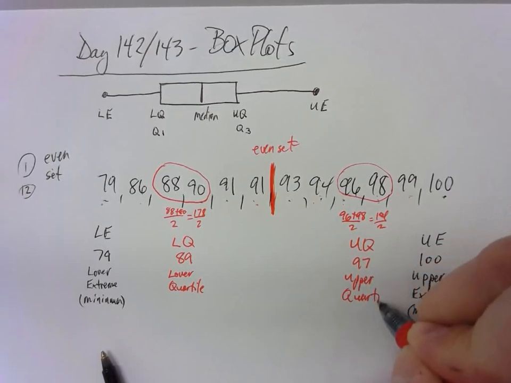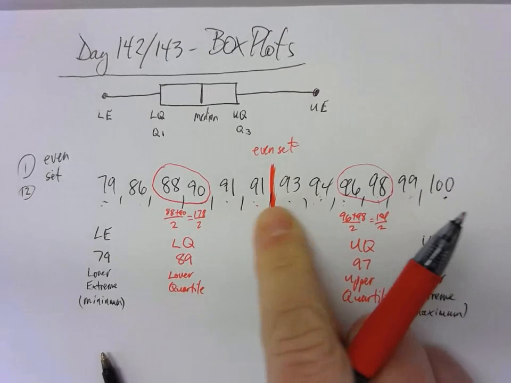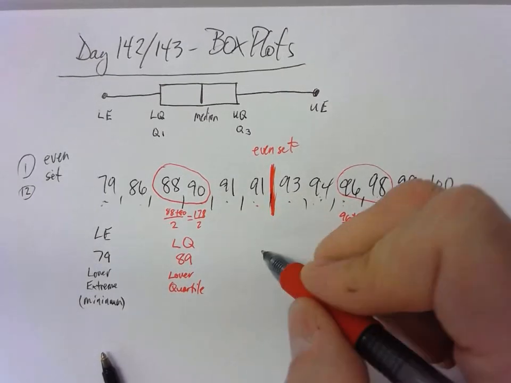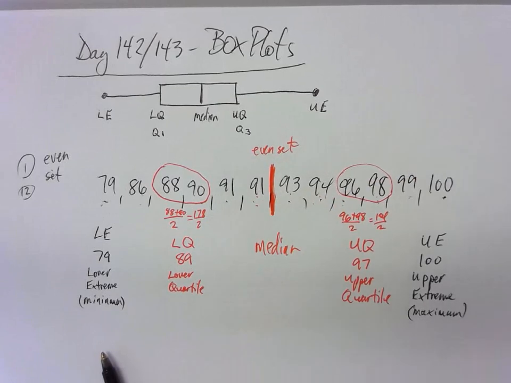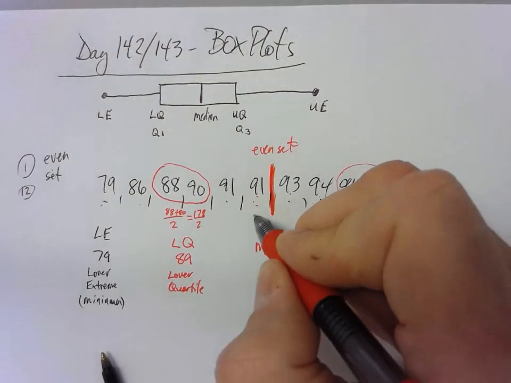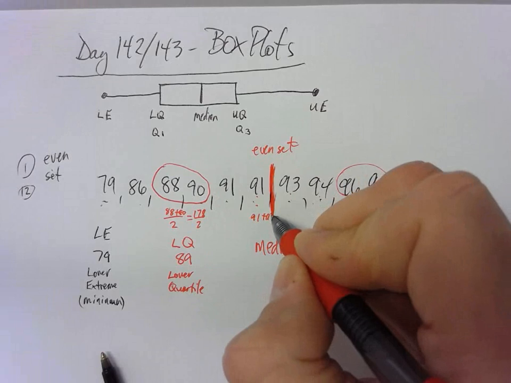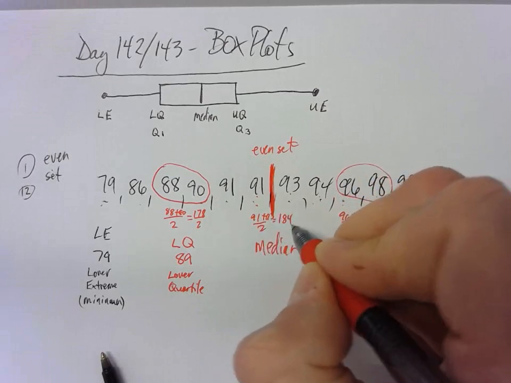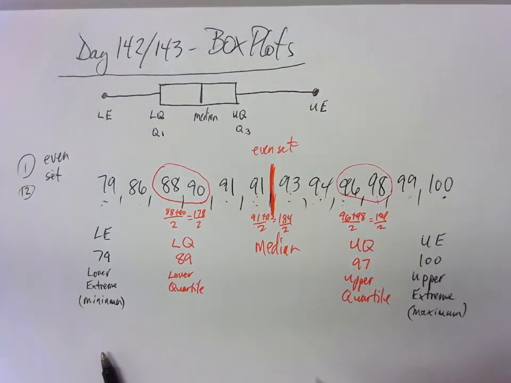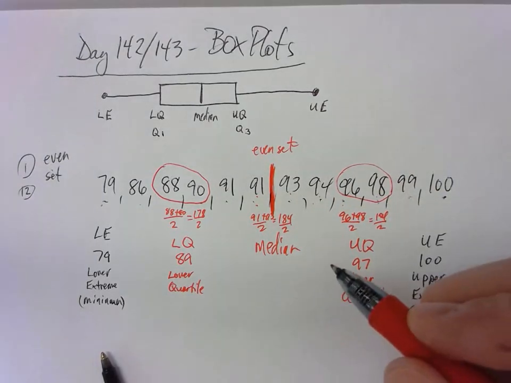Now, let's come here. If you want to find the median, of course, that's the middle number. And again, we've got 2 numbers in the middle, 91 and 93. So halfway between 91 and 93, you have to do that same kind of thing. You add those up: 91 plus 93 is 184, and 184 divided by 2 gives you a median of 92.